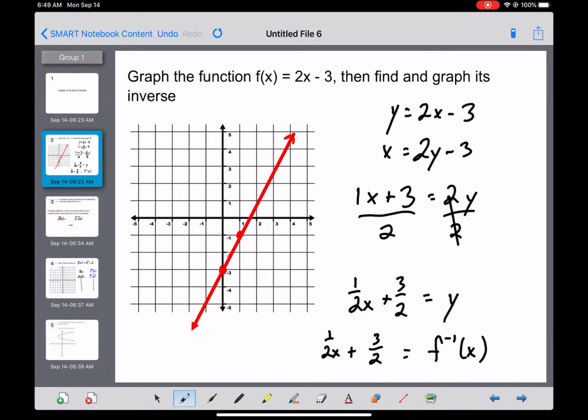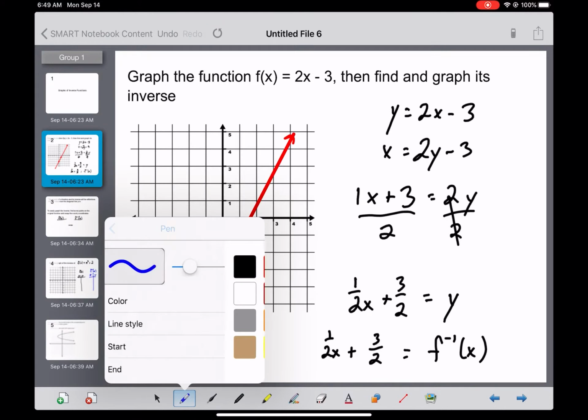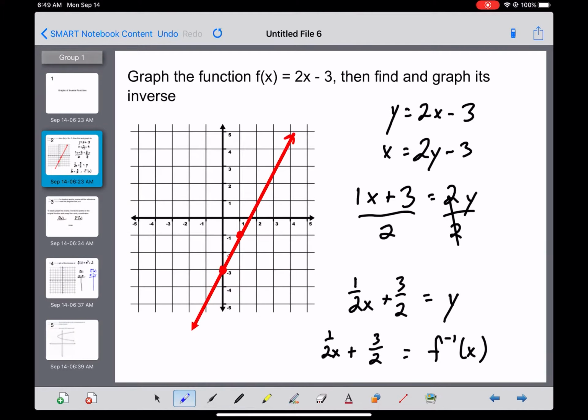So now we found the inverse, let's graph the inverse. I'll do that in blue. It's got a y-intercept of 3/2 or 1.5, so that will be there. And then its slope is 1/2, so rise 1 up to 2.5 and run 2. And let me draw a blue line in there.